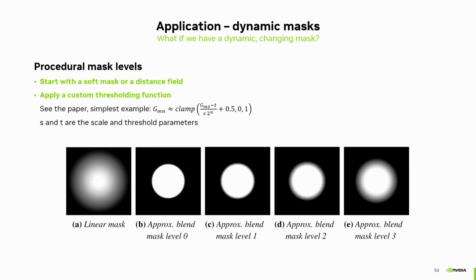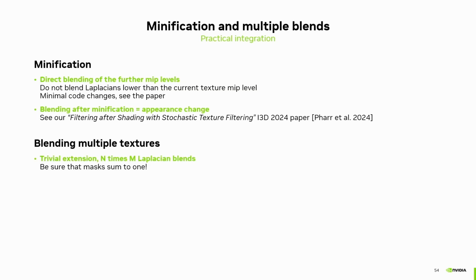And I apply a custom soft thresholding function that approximates blurring. Details are in the paper, but by adjusting the parameter of the transition zone of the soft thresholding, you can approximate blurring of the mask. So it works with, for example, weather effects and other similar cases. The technique works with minification as well.